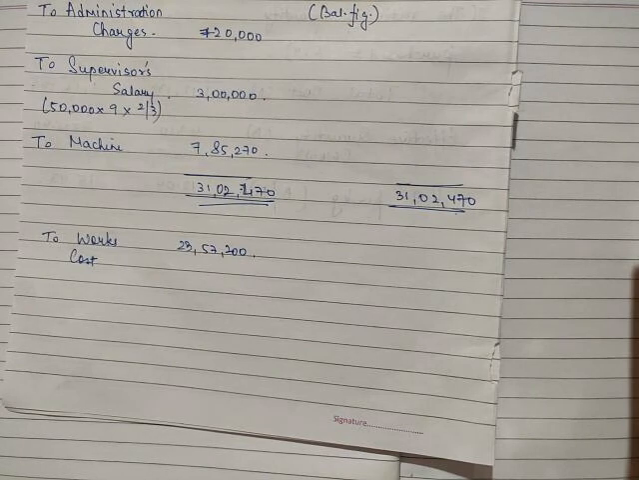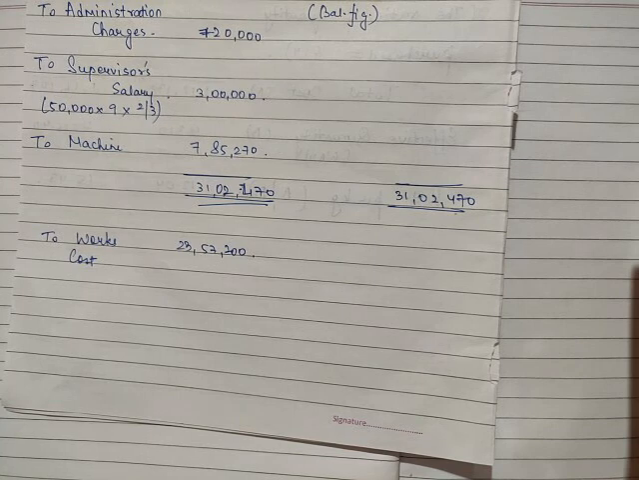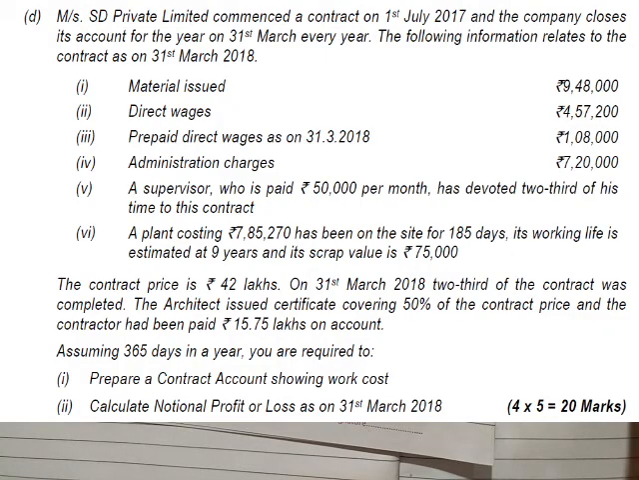Now we come to recognizing the income so that we can calculate the notional profit. Now your income or the credit side will comprise of two things. First is the value of work certified and next is the cost of work uncertified. In this question it is given that two-thirds of the contract was completed. However, the architect issued a certificate covering only 50% of the contract price. That is, only 50% of the total contract is certified as completed by the architect. So we can recognize the contract price only up to 50% of its amount, because the other one third of the work has not yet been certified, we cannot recognize the sales price for that percentage.